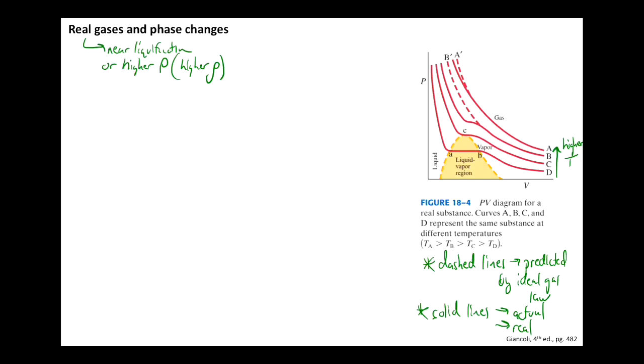I'm just playing again. I have to entertain myself while you're writing, right? So what's one to do? Dashed lines are predicted by the ideal gas law. Solid lines are what actually happens or what's real.